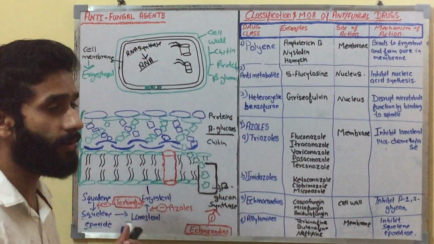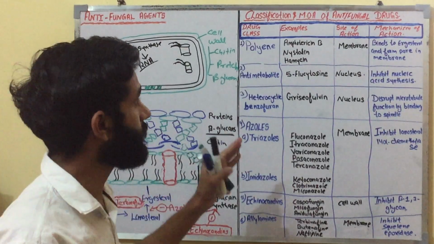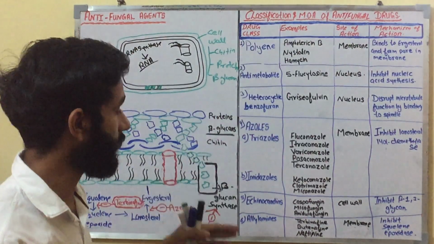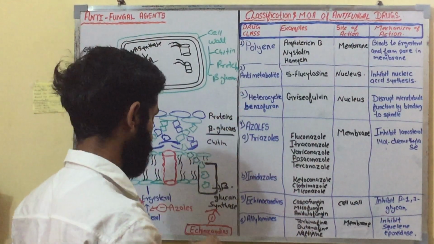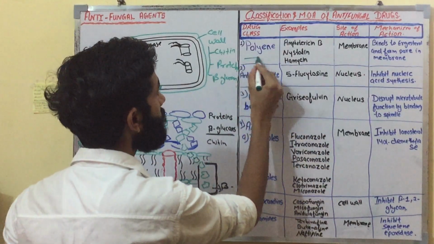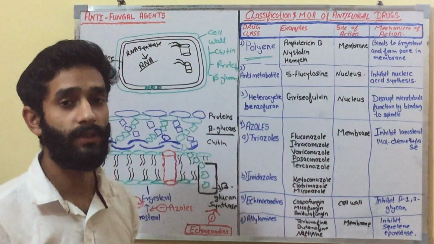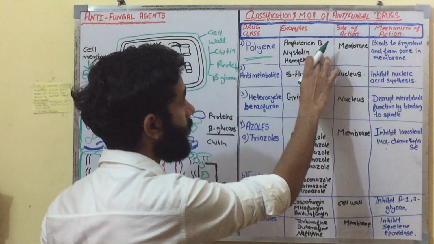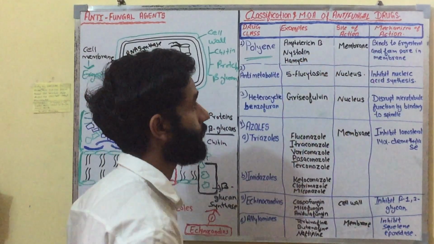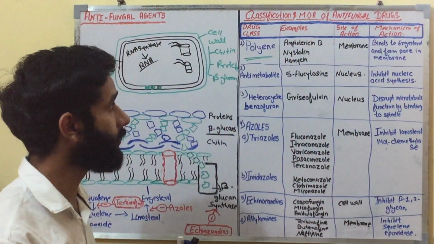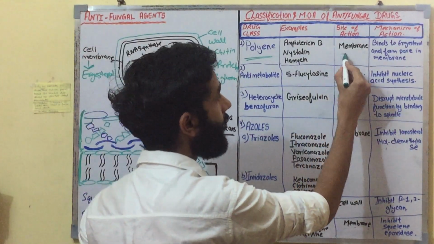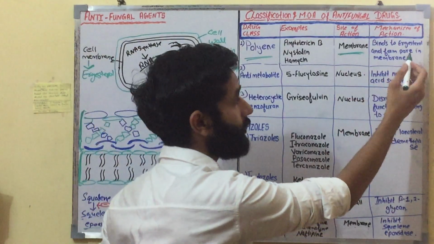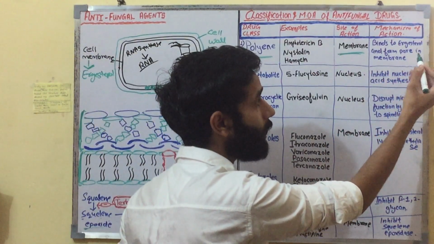Next we are going to discuss the mechanism of action of the antifungal drugs according to their classification. First of all, the first class of drugs is the polyenes. Polyenes means the compound has double bonds. Examples of polyenes are amphotericin B, nystatin, and hamycin. The site of action of the polyene class drugs is the membrane. Their mechanism of action is to bind with ergosterol and form a pore in the membrane.